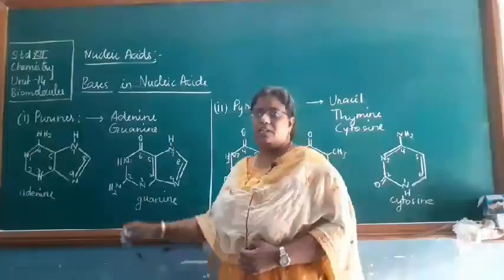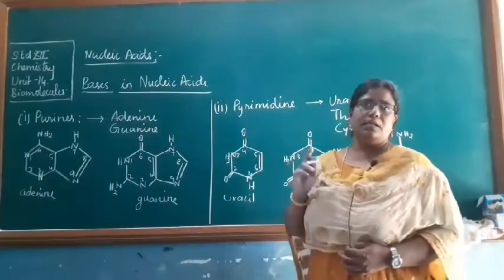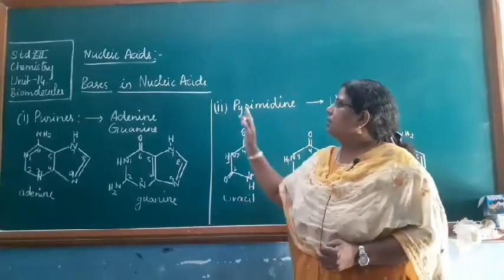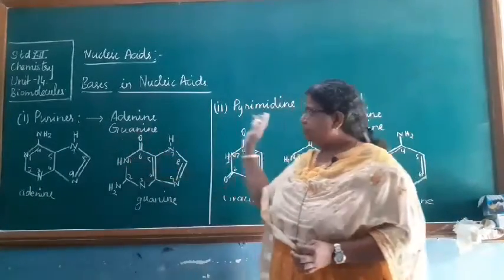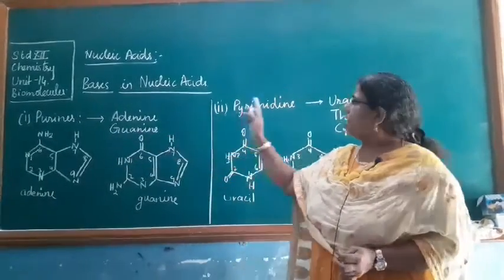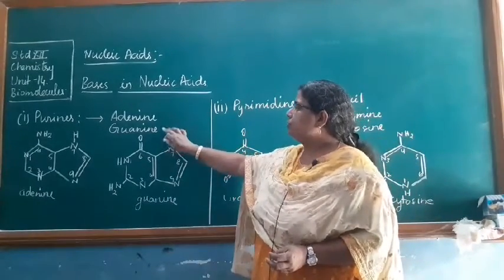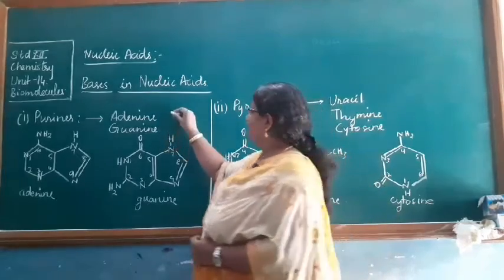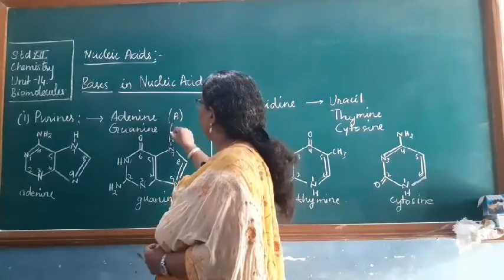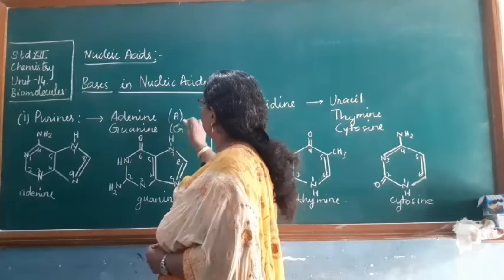The next thing we will discuss is the bases in the nucleic acid. Two different kinds of bases are there. One is purines, the other is pyrimidines. Purines include two bases, adenine and guanine. We represent adenine by A and guanine by G.